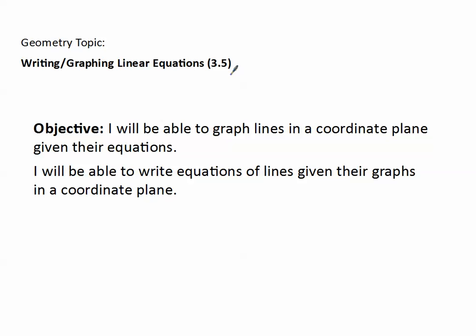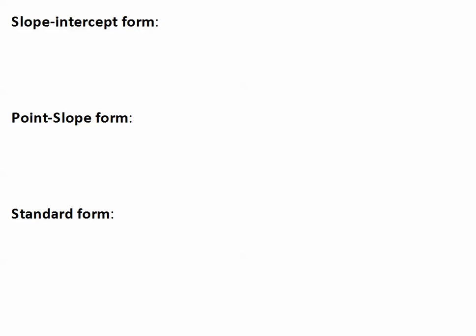In 3.5, our goal is to graph lines in a coordinate plane given the equations of those lines. Also, to be able to do the converse, write equations of lines that are given their graphs in a coordinate plane. So we want to graph lines and write equations. This is basically a review from Algebra 1. Let's see how much you remember.